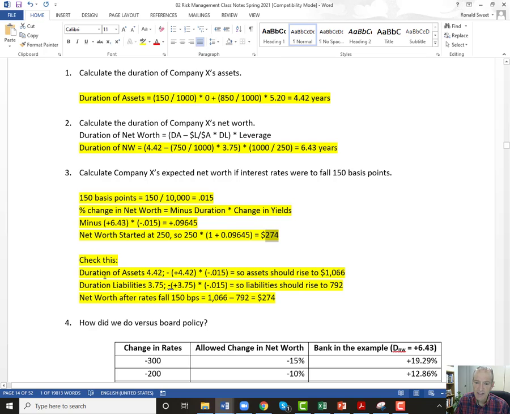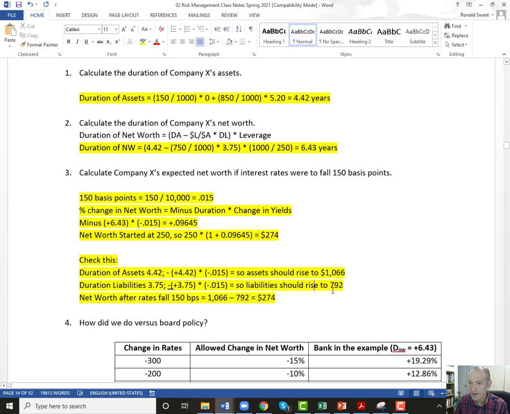Now let's check that and let's see. All right, duration of assets is 4.42. So how will assets change? Well, assets will change minus 4.42 times minus 150 basis points. If you do that and calculate it out, you expect assets to rise 6.6%, or rise from $1 billion to 1,066. Liabilities, their duration is 3.75, so minus 3.75 times minus 150. Liabilities should rise from 750 to 792. You take 1066 minus 792, and you see net worth should rise to 274.